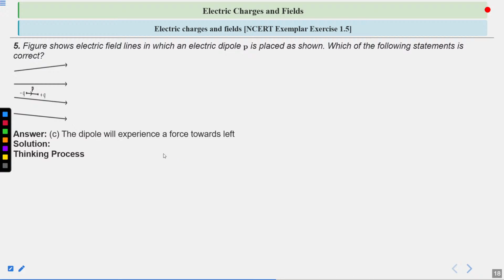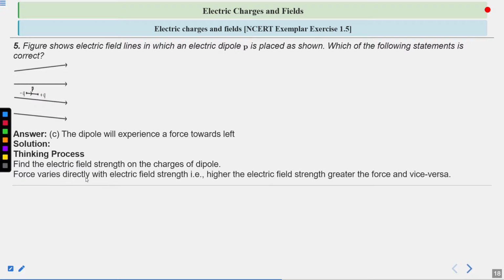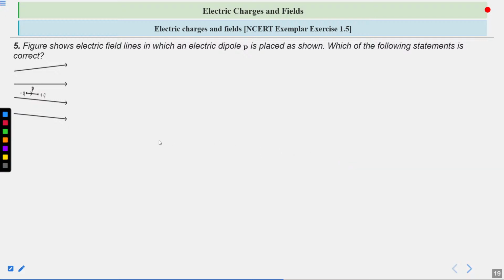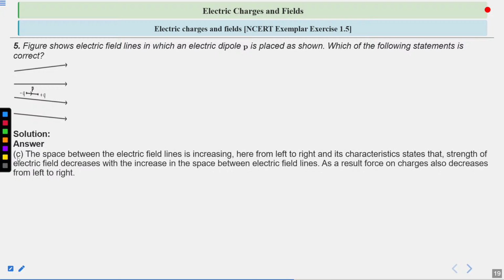Solution. So thinking process is what? First, find the electric field strength on charges of dipole. Firstly, we will calculate electric field strength. Then force varies directly with electric field strength, that is, higher the electric field strength, greater the force, and vice versa. Higher the electric field strength, greater the force. So our answer is C. The space between the electric field lines is increasing.